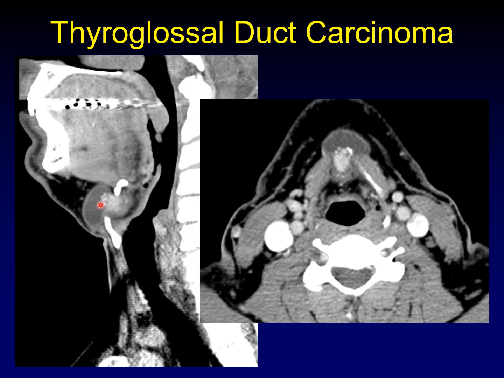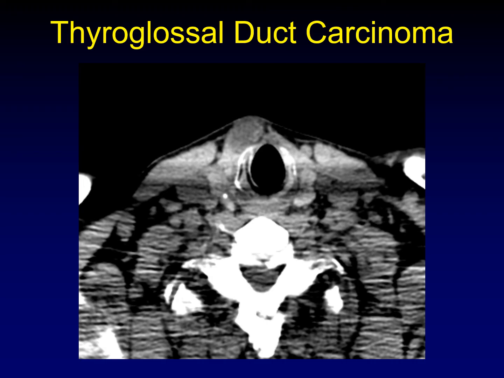Here's what it looks like. Here's a thyroglossal duct cyst, and you can see along the posterior margin of the cyst there is a calcified, partially calcified, enhancing mass. This is what we mean by a mural nodule. It's a nodule of enhancing tissue embedded in the wall of the cyst. Here's the same patient in the axial. You can see the cyst walls, and now you can more clearly see the calcifications associated with the enhancing portion of the disease.